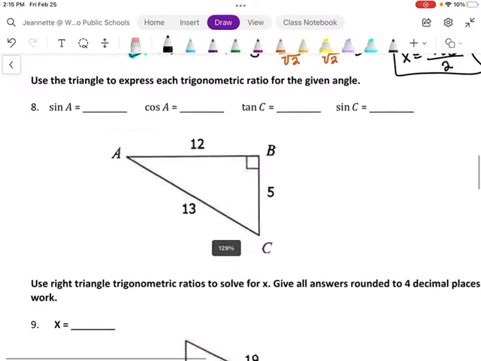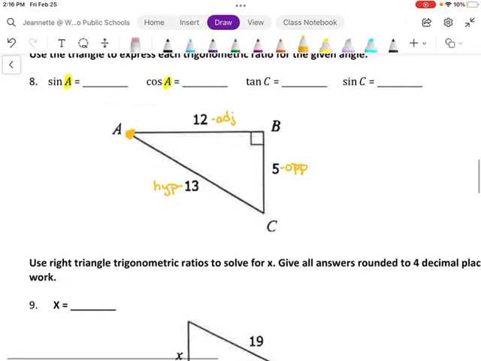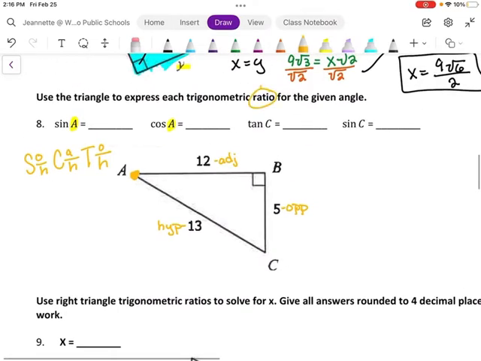So now let's move on to our next problem. Number 8. We're going to use the triangle to express each trigonometric ratio for the given angles. So this first one, first two, we're looking from angle A. So I'm going to label these from angle A. We have our opposite, our adjacent, and we have our hypotenuse. Now let's start labeling. So we're using our SOHCAHTOA. And these are all ratios, which means our answers are going to be fractions.